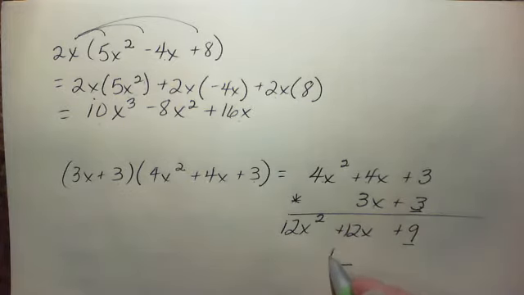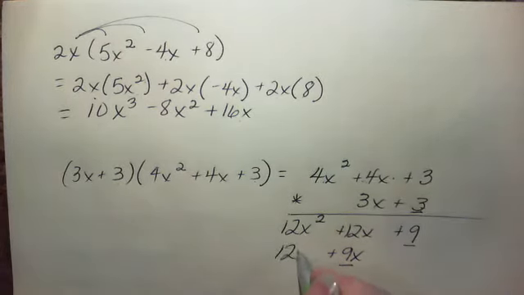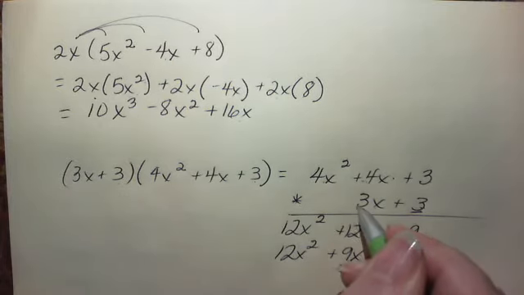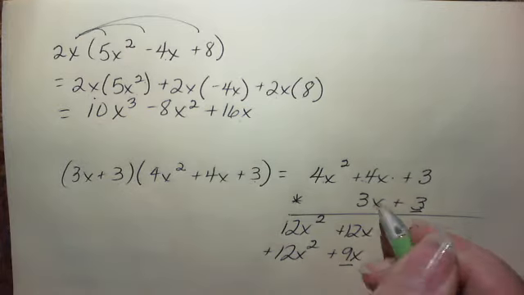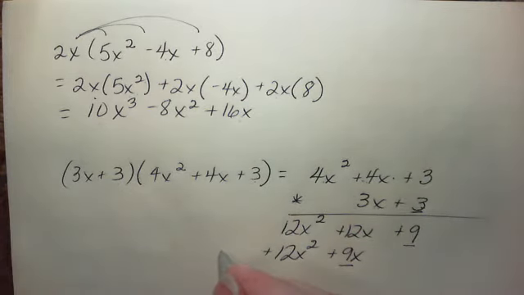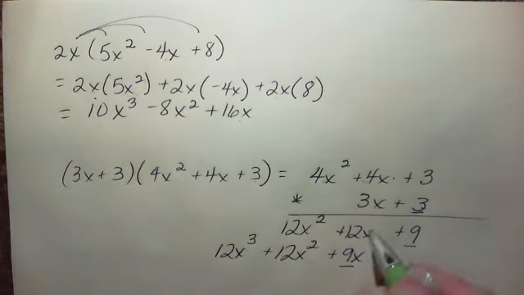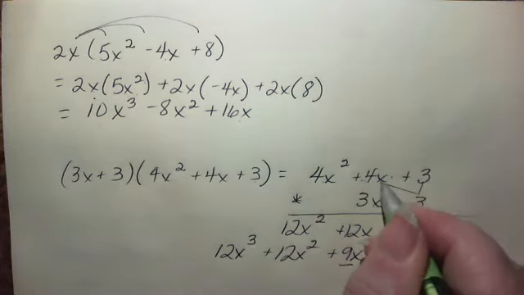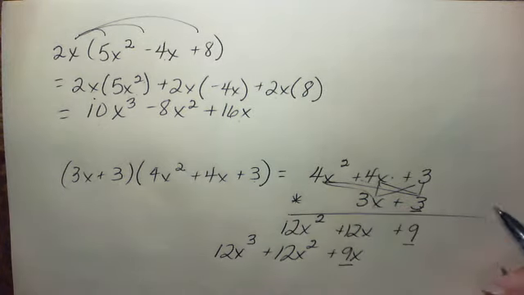3x squared times positive 3 is positive 9x squared. 3x squared times 4x is 12x cubed. 3x squared times 4x squared is 12x to the fourth. Okay, we've carried out all the multiplication, here, here, and here, and then here, here, and here.